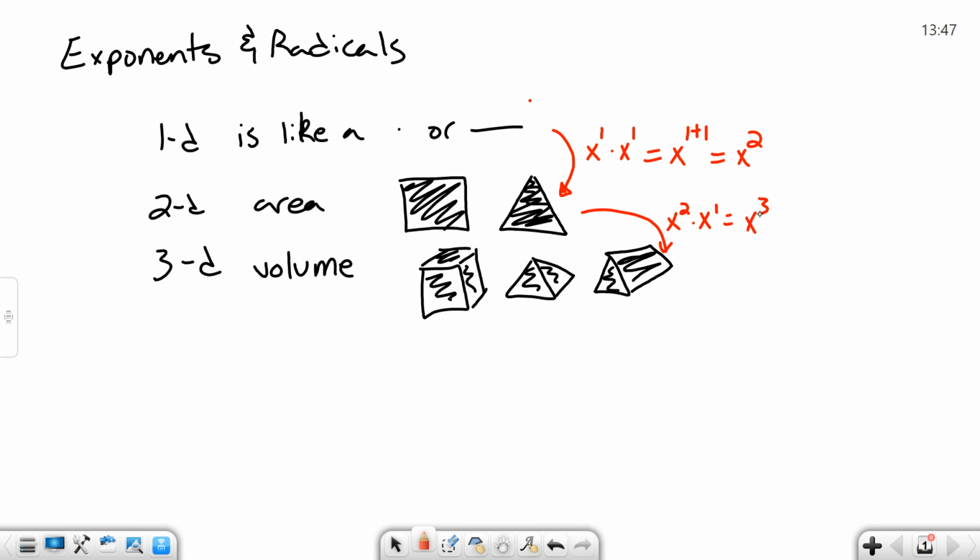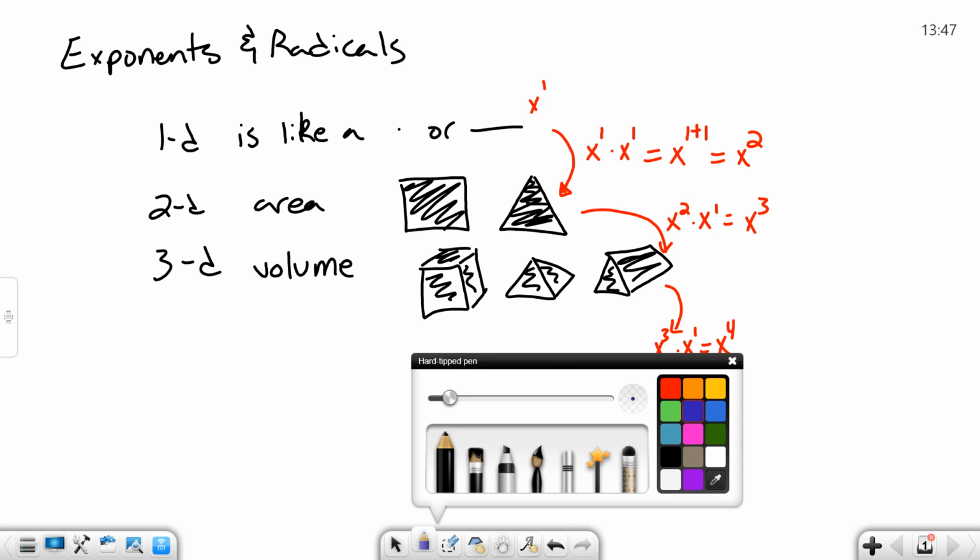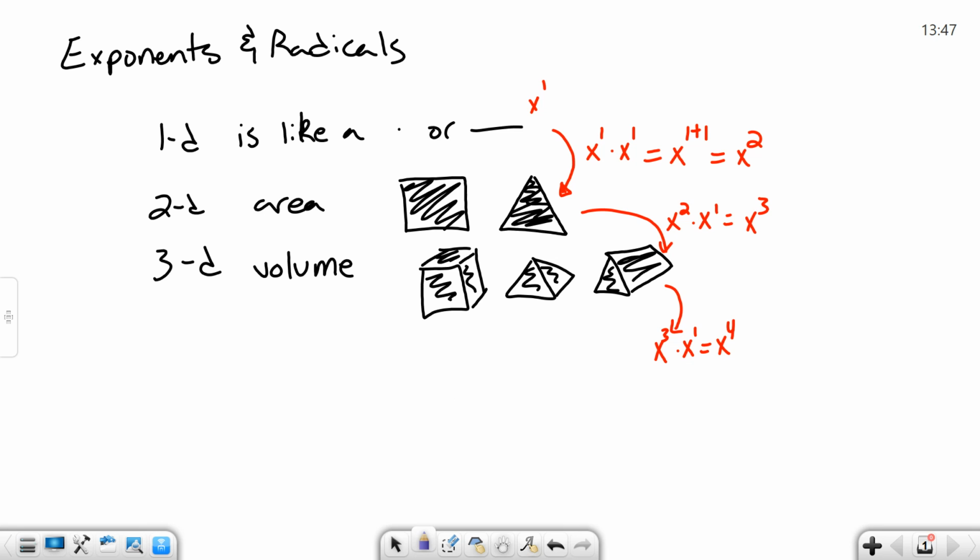So, 1 dimension, 2 dimensions, 3 dimensions. If I wanted to imagine what something in 4 dimensions would look like, I would take x cubed times x to the first. That would give me x to the fourth. And we can continue this pattern to move higher and higher up. What if I wanted to move down? What if I wanted to find the area from volume?